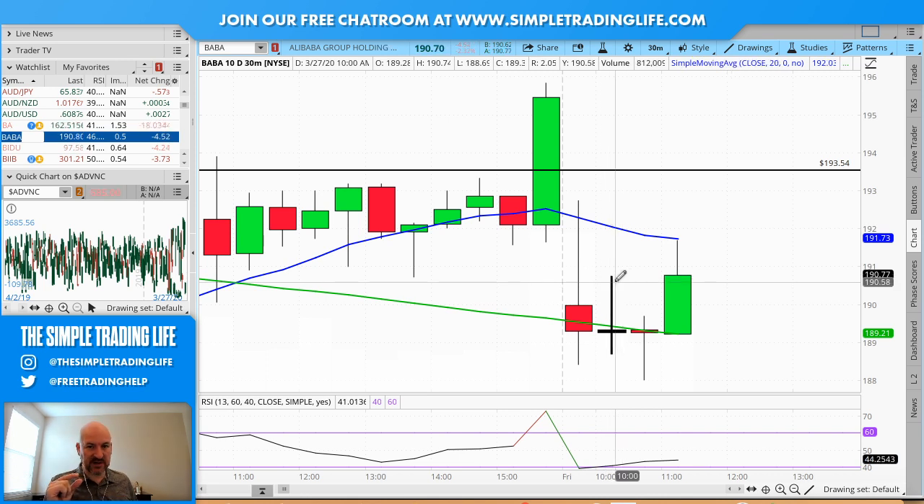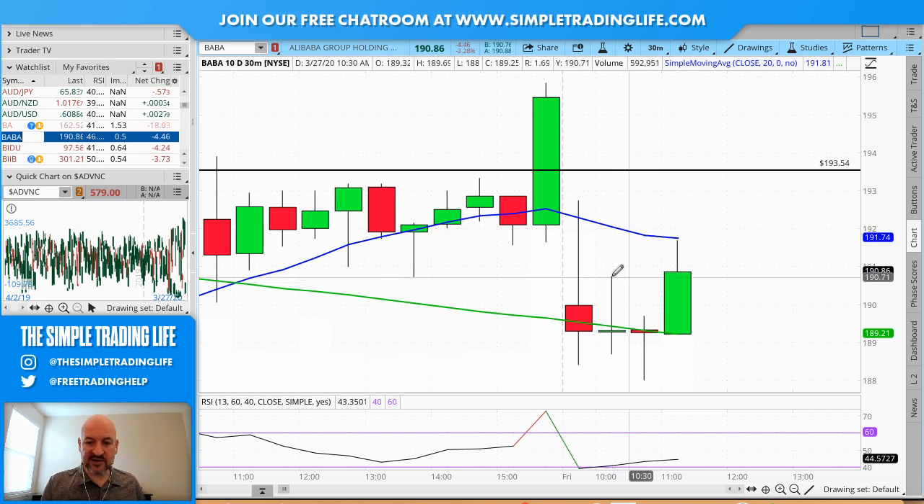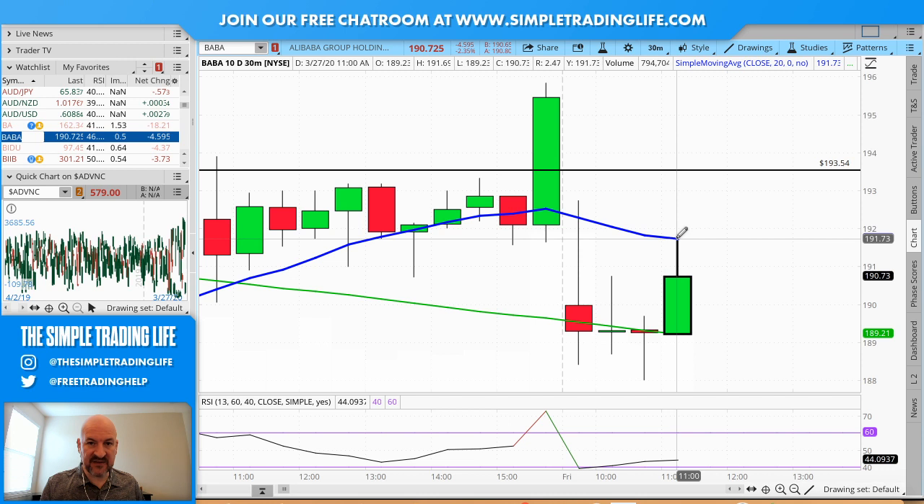Why do I say just below? Because where are you most likely to reject? Right at the top of the wick. Where are you most likely to reject at the 20 if that's your target? At the 20. So if that's your target, you'd want to exit slightly before you get there because then you eliminate this happening to you.